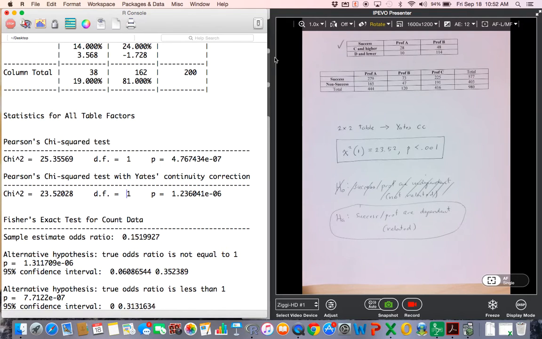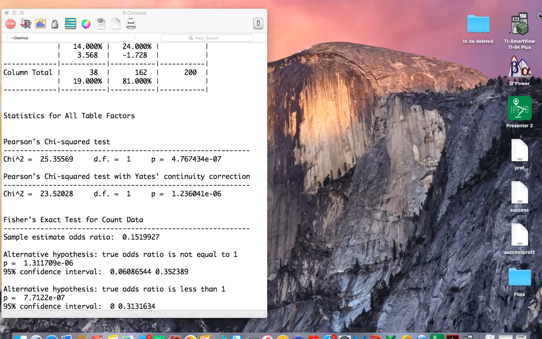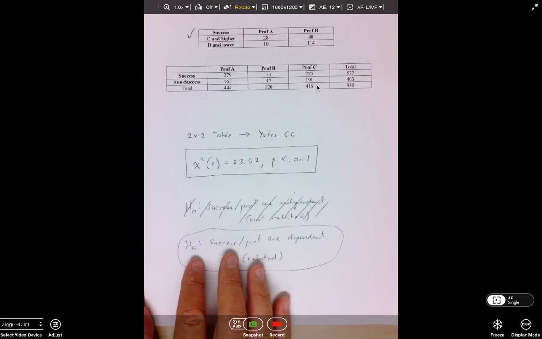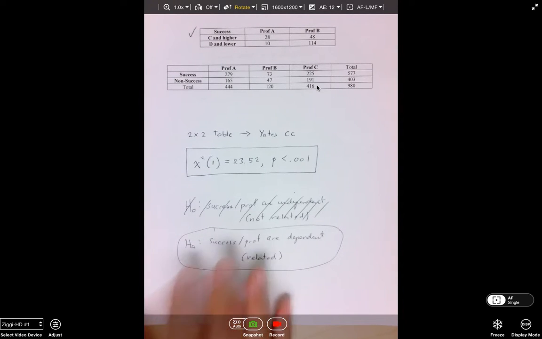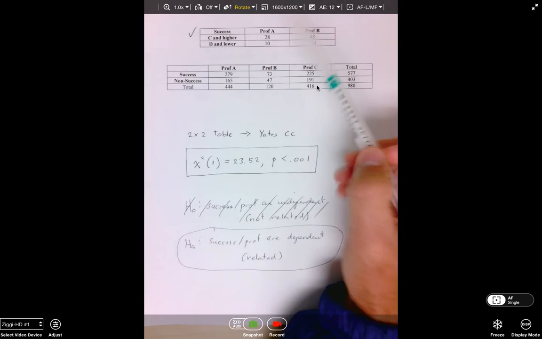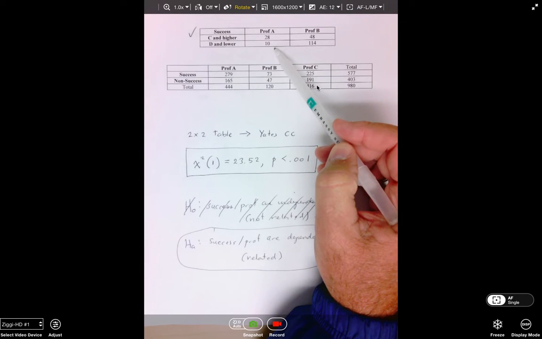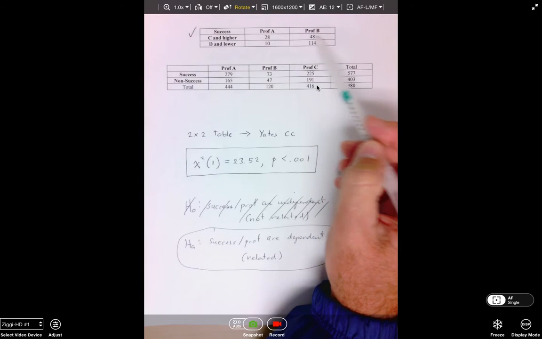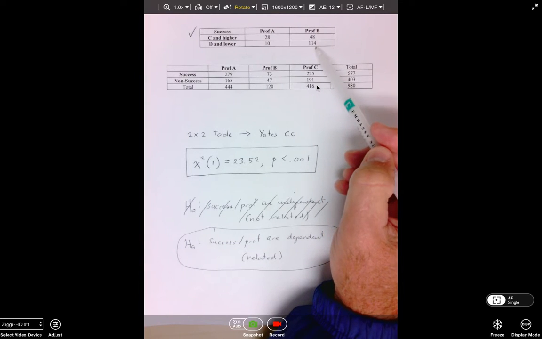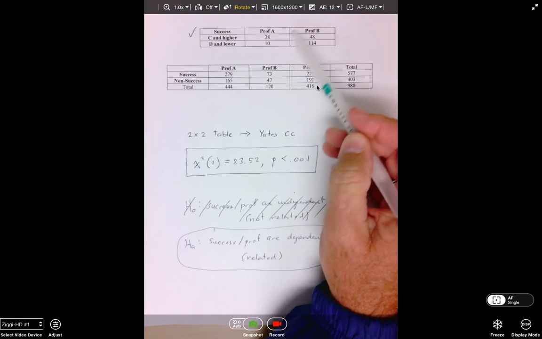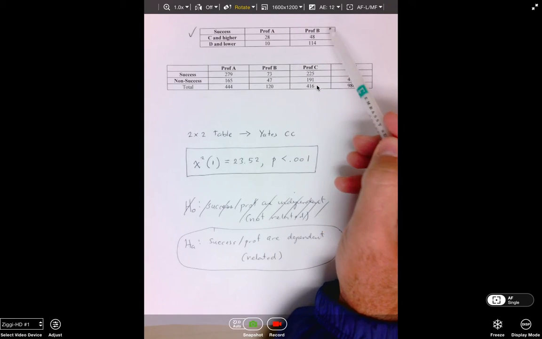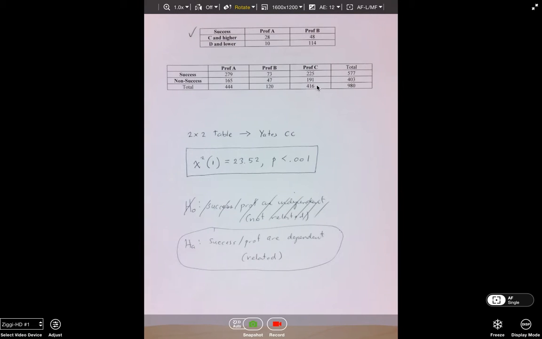Now, you can examine this data set without any fancy statistics, and you can just look and see that 28 out of 38 students for Professor A succeeded, while only 48 out of 162 succeeded for Professor B. So you can eyeball this and get a decent indication.